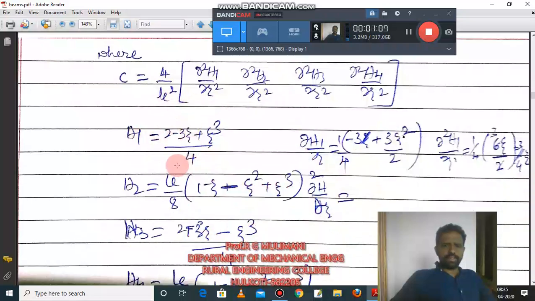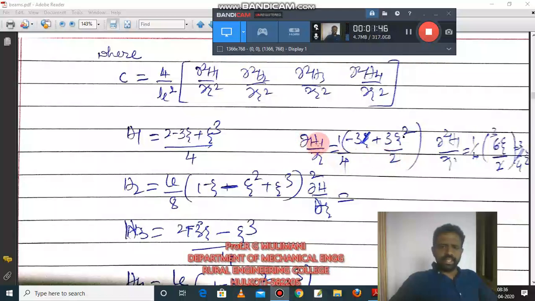This is H1, that is 1 by 4 into (2 minus 3 zeta plus zeta cube). Differentiating this, we have dou H1 by dou zeta. There is no zeta in the term 2, so its differentiation is 0. Next, the differentiation of minus 3 zeta is minus 3. Next, the differentiation of zeta cube is 3 zeta square. Okay, this is wrong, 2 will not come here.